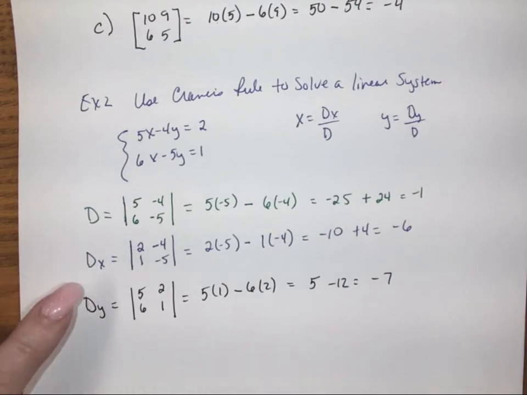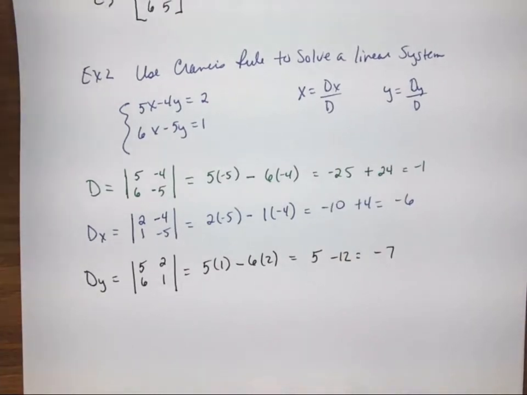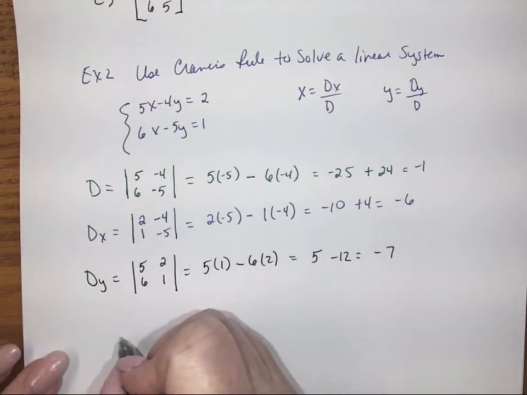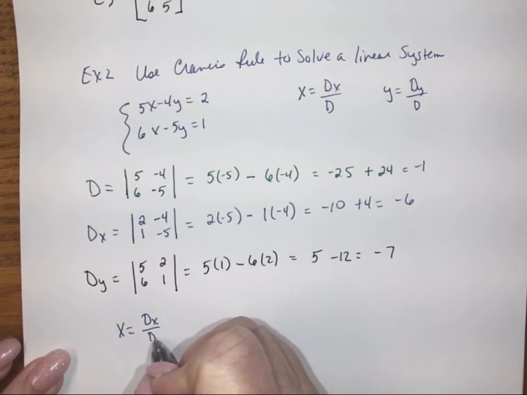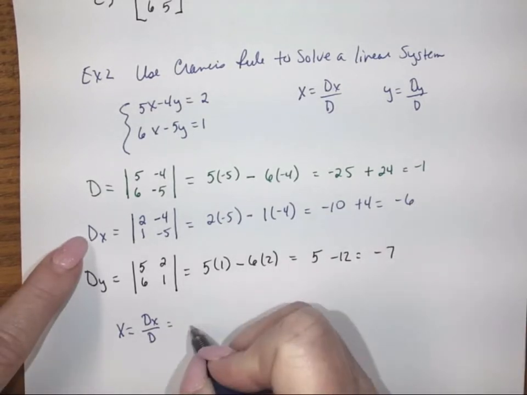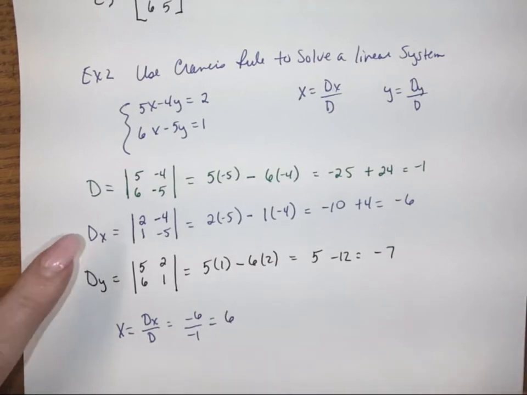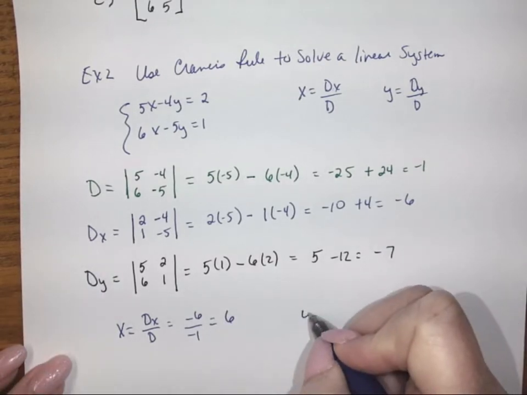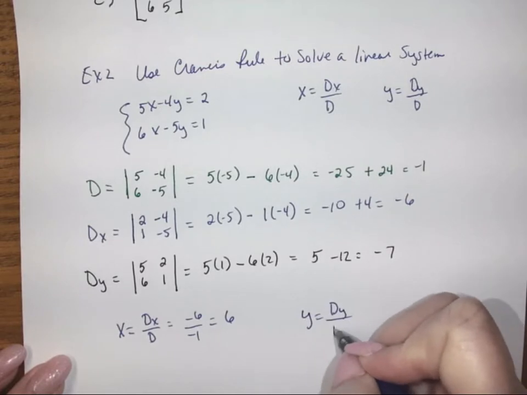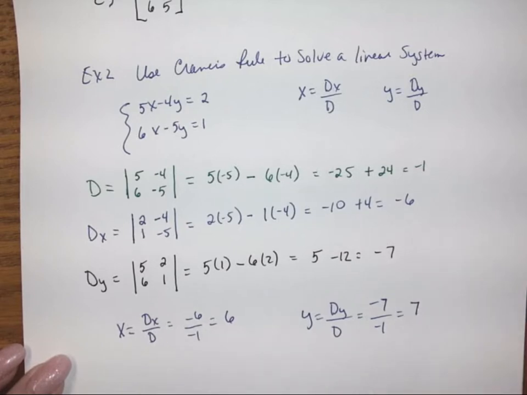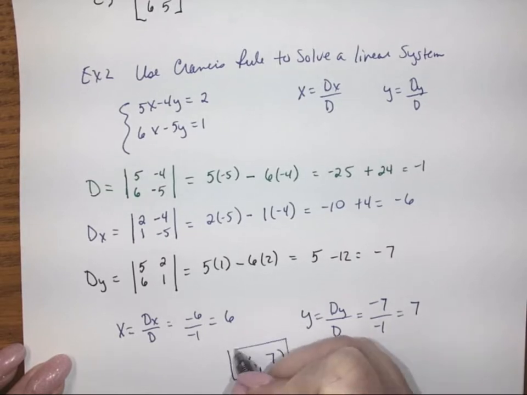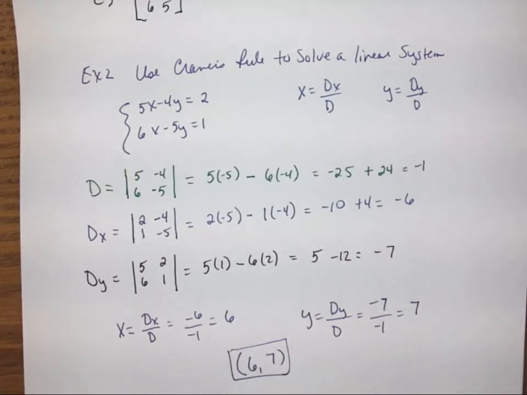Now we can take these three values and solve for our x and y. So for the x value, our x will be equal to that d sub x over d. So that's going to be -6 over -1, which will be +6. And the y will be the d sub y over d, which is -7 over -1, which will be 7. So your answer is still an ordered pair. It is 6, 7 in parentheses for that ordered pair.